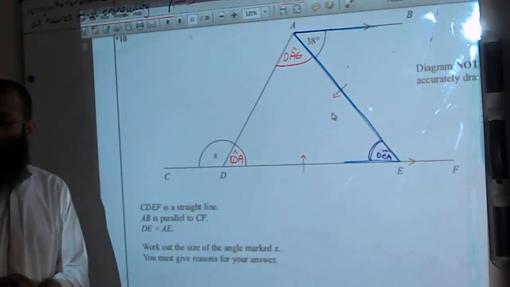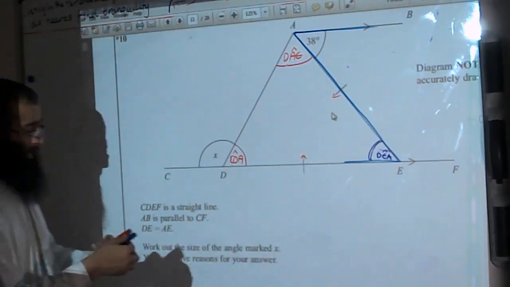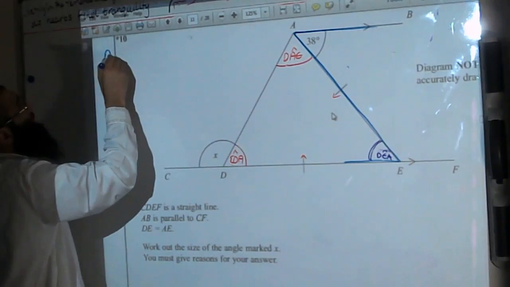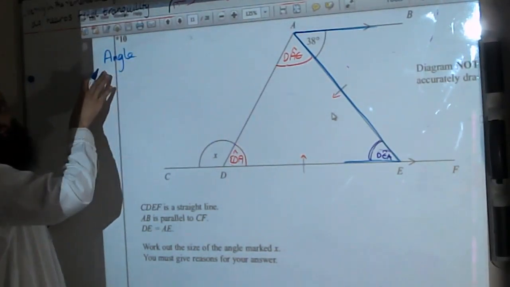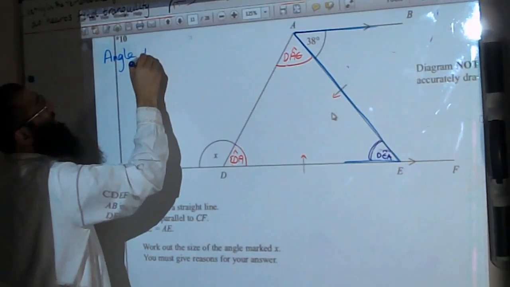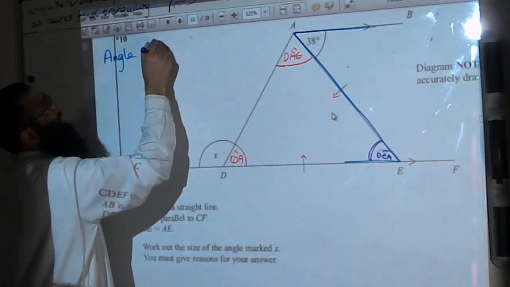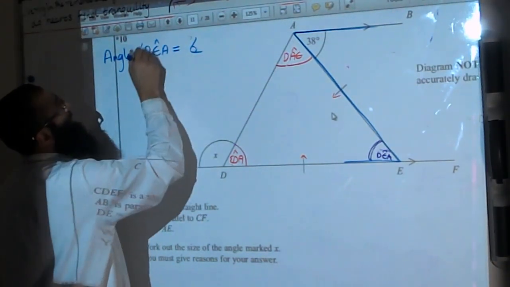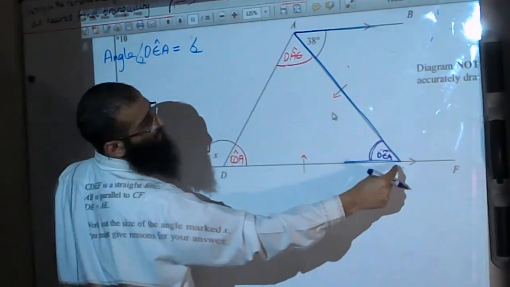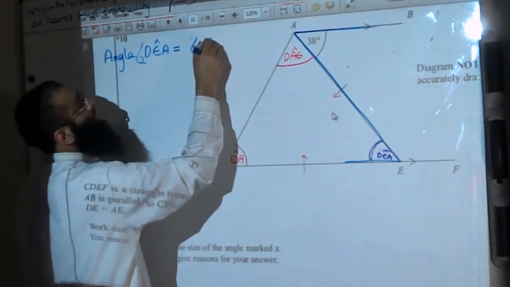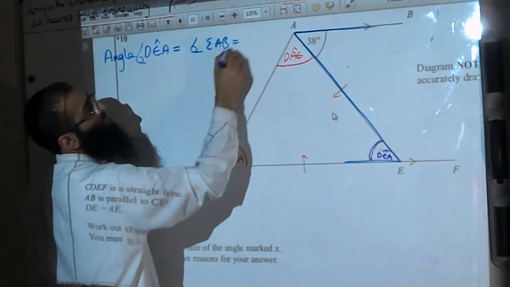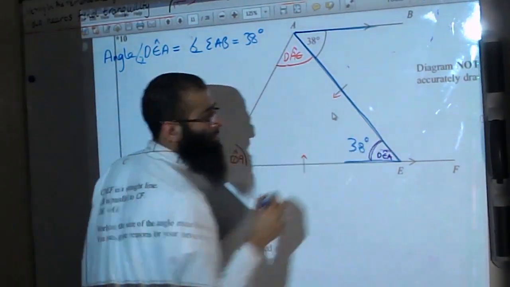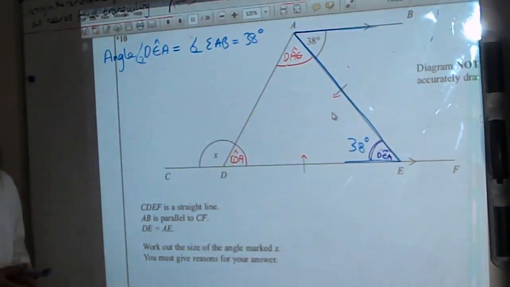So let's start making some statements now. Let's talk about this angle here. What can we say about that? We can say angle DEA, which is that one here, is equal to angle EAB, which is equal to 38 degrees. That's the first statement.